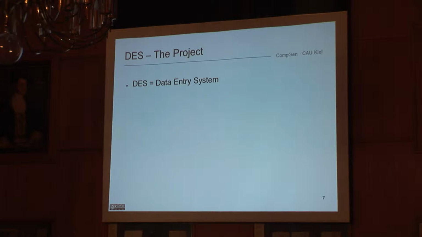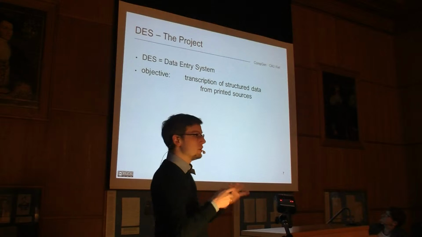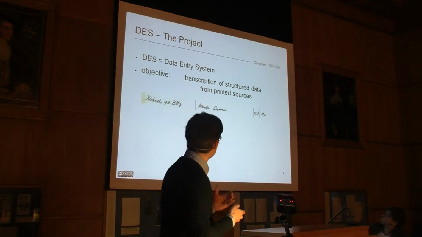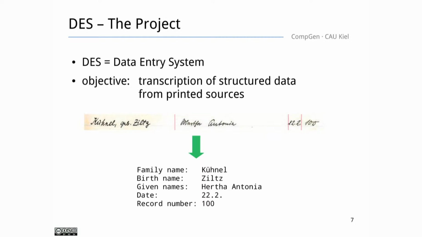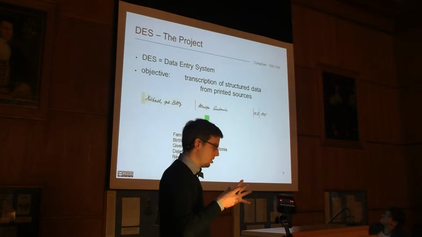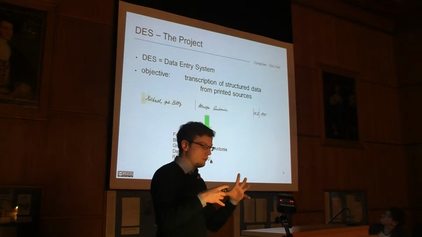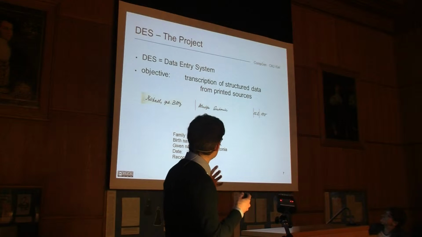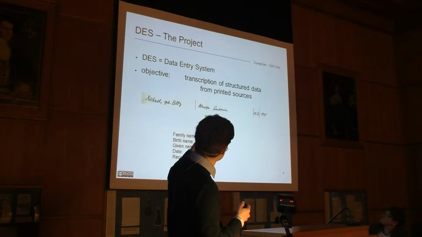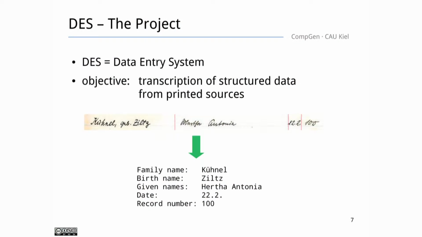So now the project. You see the abbreviation DES, that's data entry system. And the objective is to transcribe a printed source into structured data. So here's an example. We have this scan. We are not only interested in the free text, but we want a structured representation. We have a data model that says our entries have these kinds of properties, these kinds of data fields, and the task is to transcribe the scan into this structured form. So we have all this information at the right place.